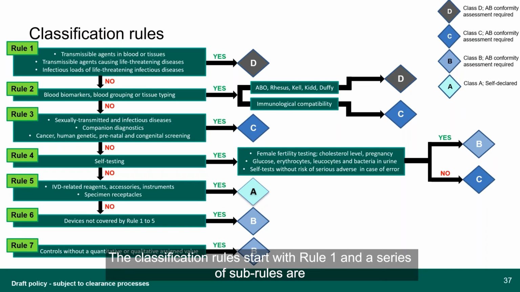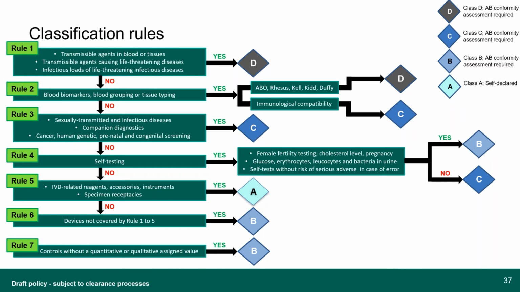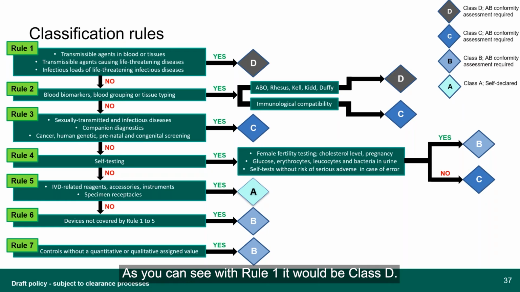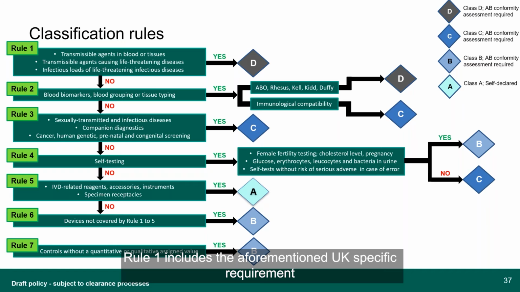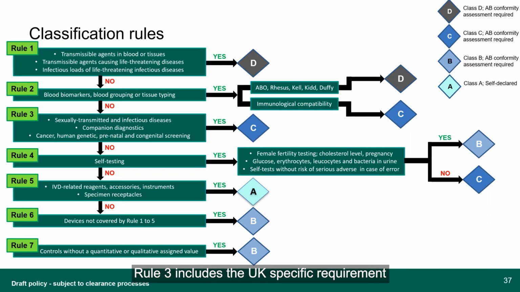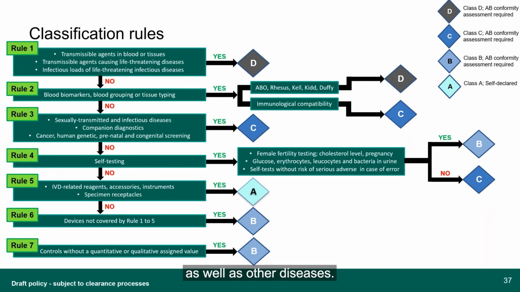The classification rules start with Rule 1, and a series of sub-rules are to be eliminated to progress to the next rule. If the subsequent rule does not apply, the letter designated will be the class of the device with that rule. As you can see, with Rule 1, it would be Class D. Rule 1 includes the aforementioned UK-specific requirement for IVDs that monitor the infectious load of a life-threatening infectious disease. Rule 3 includes the UK-specific requirement for IVD devices that screen, detect, and diagnose neurodegenerative and cardiovascular diseases, as well as other diseases.